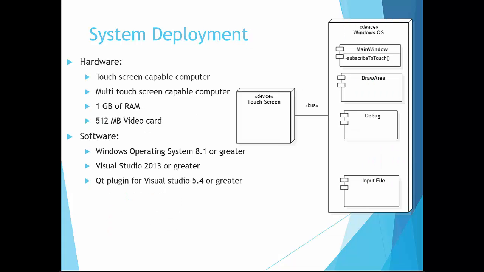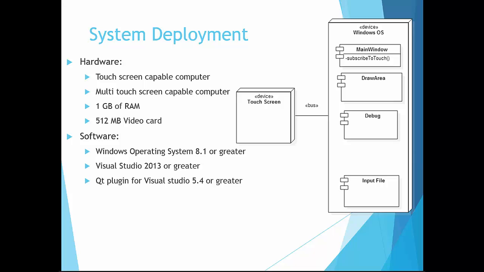The system deployment. The hardware necessary to run the TAM visualizer at the moment is a multi-touch screen capable computer, 1 GB of RAM, and 512 MB of a video card. The software necessary is a Windows operating system 8.1 or greater with the ability of multi-touch, Visual Studio 2013 or greater. This is because it includes C++11, which is the language used for this, and the Qt plugin for Visual Studio 5.4 or greater. On the right, we can see the deployment diagram for the TAM visualizer.